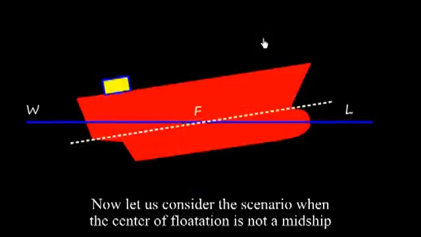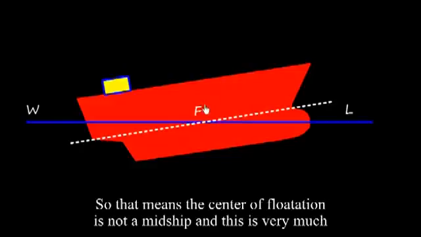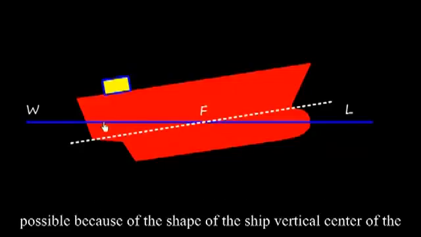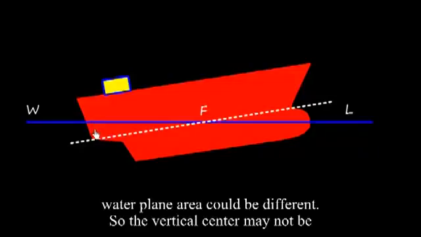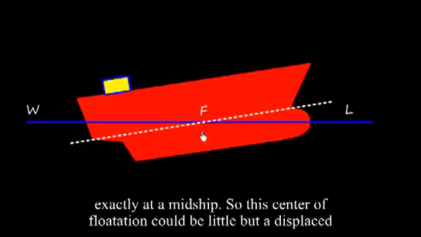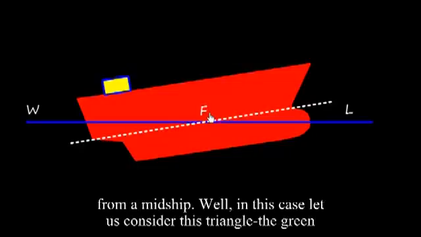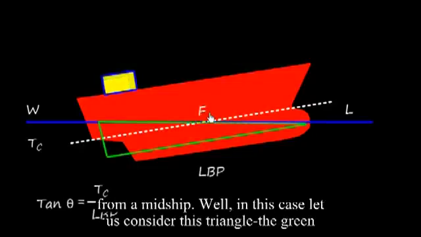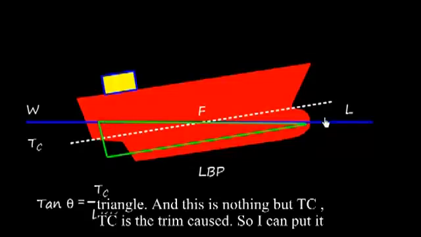Now let us consider the scenario where the center of flotation is not amidship. This is very much possible because of the shape of the ship. The geometrical center of the water plane area could be different. So the geometrical center may not be exactly at amidship. This center of flotation could be a little bit displaced from amidship. Well, in this case, let us consider this green triangle, and this is nothing but TC.